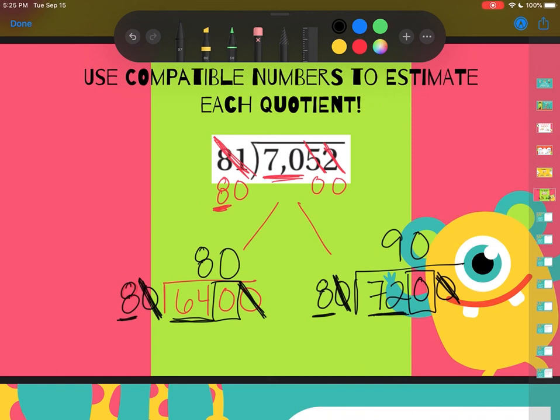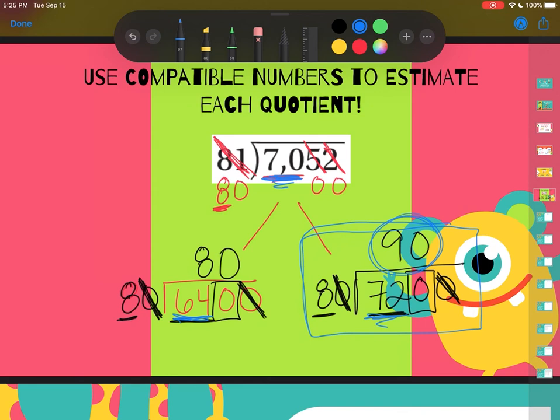Now, we've got to pick our best estimate. So my original number was 70. That's what I based my compatible numbers around. I had 64, which is 6 away. I had 72, which is 2 away. 72 is the closest, so it's going to give me the most accurate answer. So I ended up with 7,200 divided by 80 is equal to 90 as my best estimated equation. So 90 would be my best estimated answer.